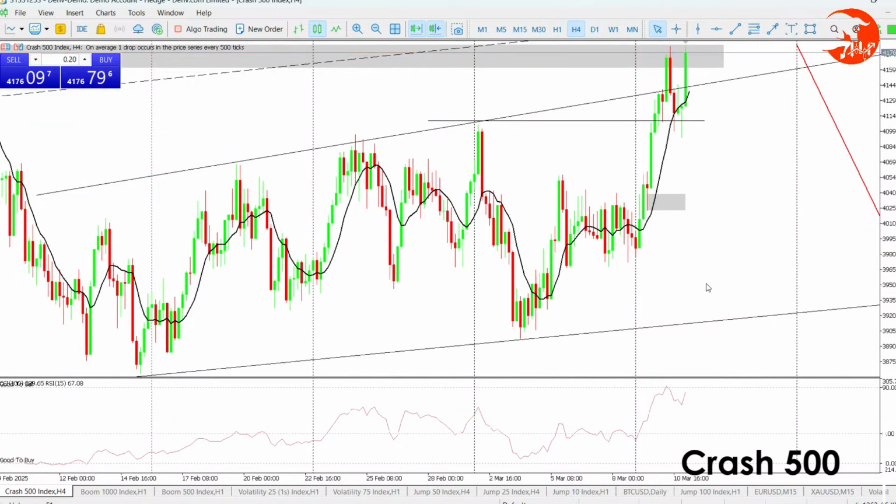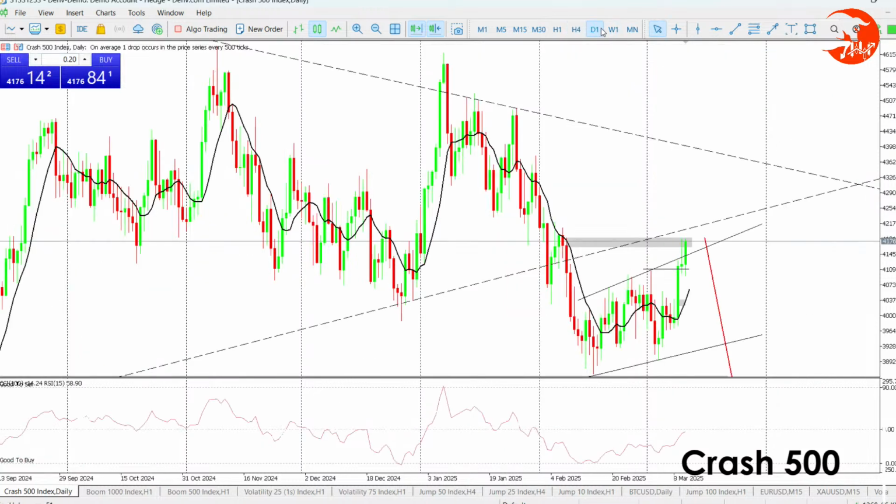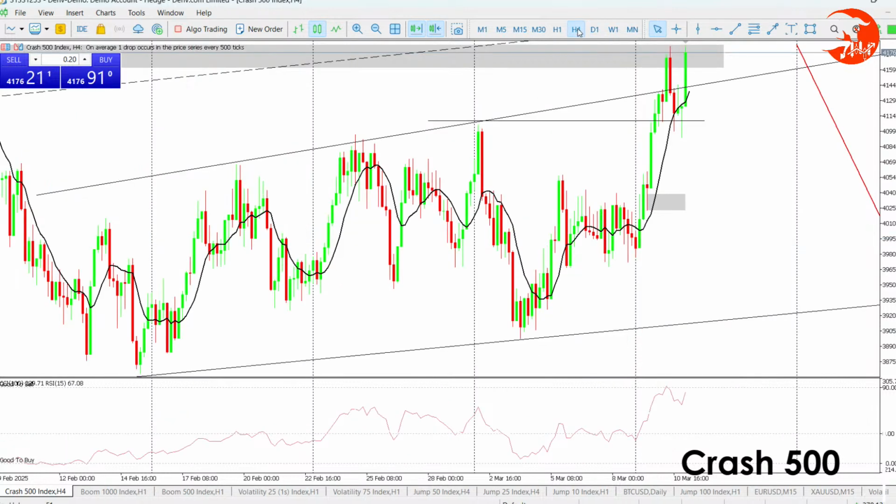So go to H4. H4 is overbought. Daily is insinuating that we should be looking for buys. That's where the challenge is, but we're not going to go with daily. So for now, we're going to go with what we're seeing on H4.